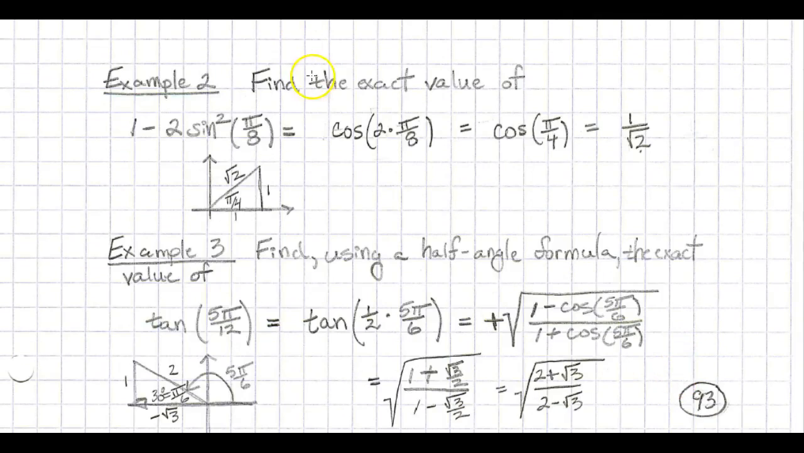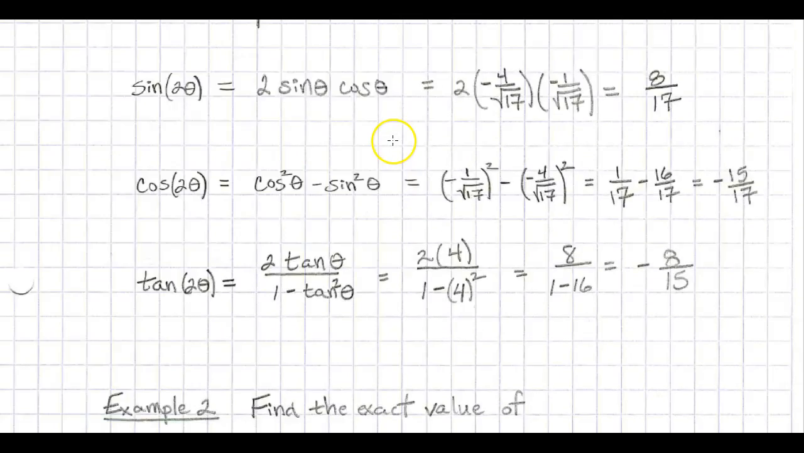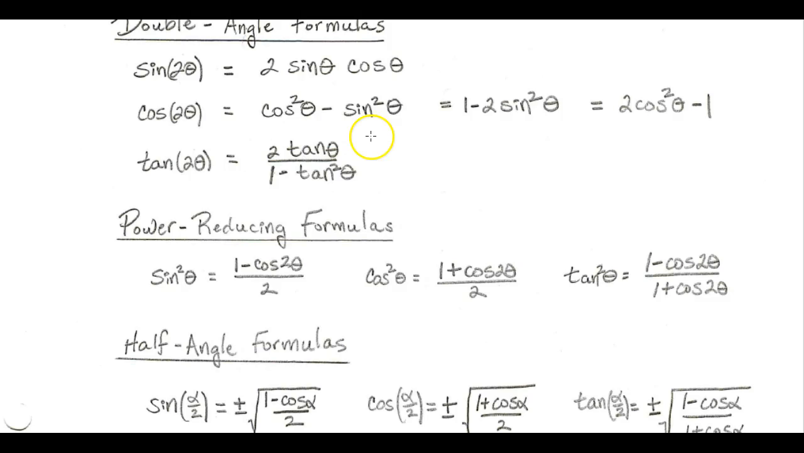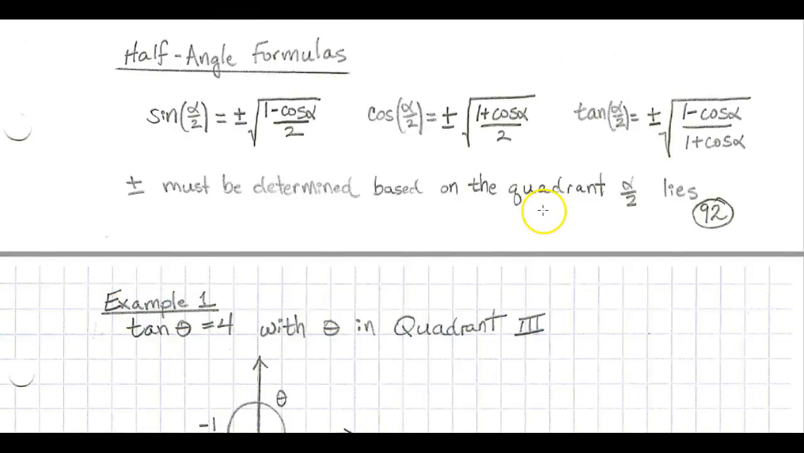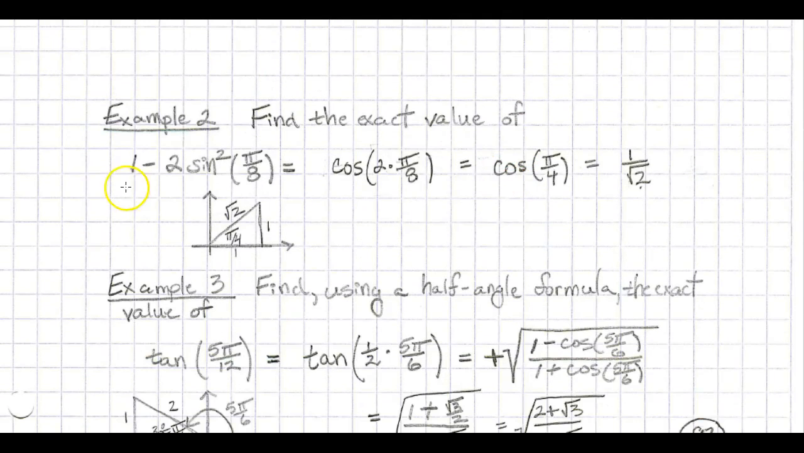Example 2. If we want to find the exact value of 1 minus 2 sine squared of theta, in this case theta is pi over 8, we know that that's equal to the cosine of 2 theta, right? If you go up here, cosine of 2 theta is 1 minus 2 sine squared of theta. So I notice down in example 2, I have 1 minus 2 sine squared of theta. So that's equal to the cosine of 2 theta, which is the cosine of pi over 4, and that's one we should easily know is 1 over root 2, or root 2 over 2.